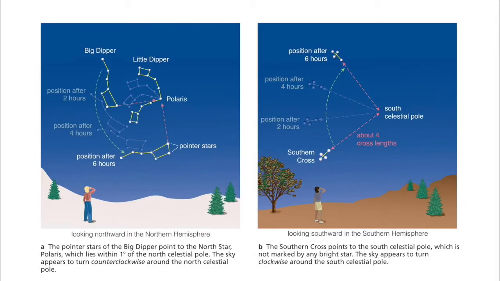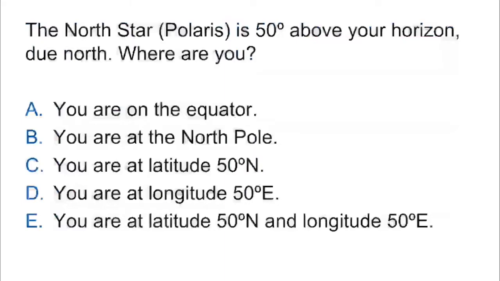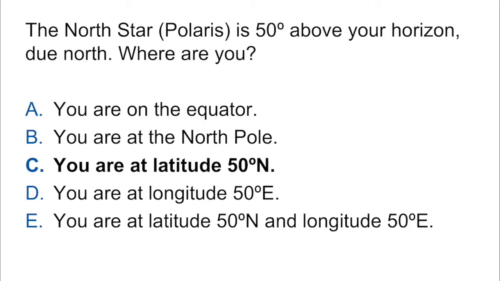So the altitude of the celestial pole is exactly equal to your latitude. That's a good one. Remember that, and remember how to find it out, and look at the image if you get stuck in being able to visualize it. But definitely remember that that's always the case. The North Star Polaris is 50 degrees above your horizon, due north. Where are you? Answer this. Pause it if you need to. You're at a latitude of 50 degrees north.